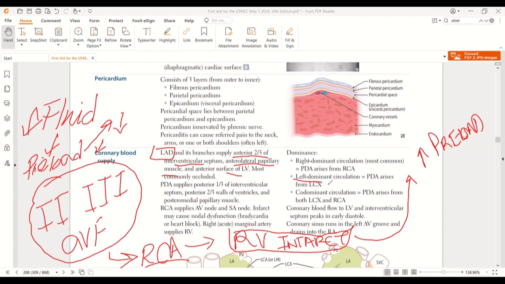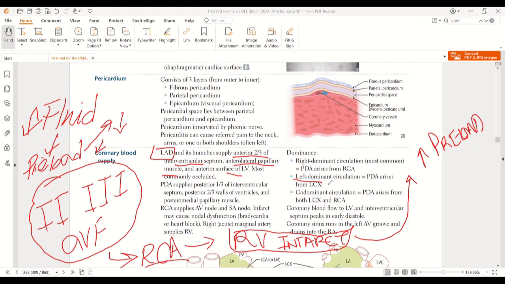Diastole. Early diastole, yes. The left ventricle is a unique structure. Other organs and structures in the body receive oxygenated blood during systole, but the left ventricle receives blood in early diastole. During systole, the coronary arteries present on the left ventricle are compressed due to high pressure, right? So that's why the left ventricle receives blood during early diastole.